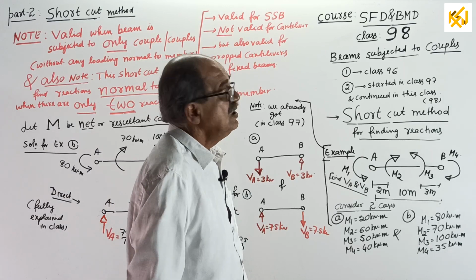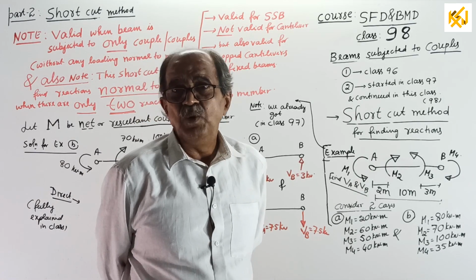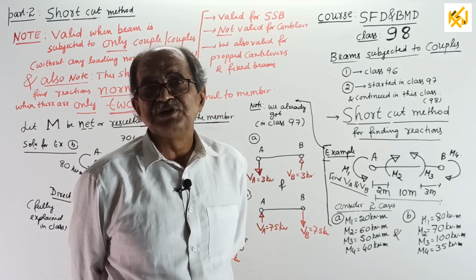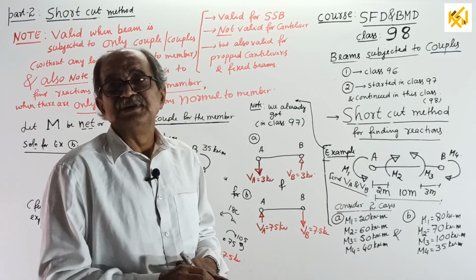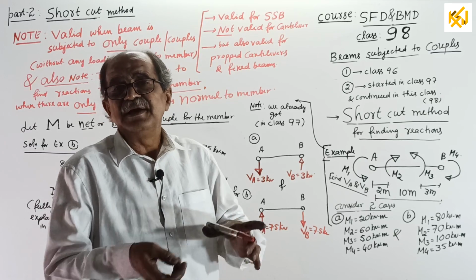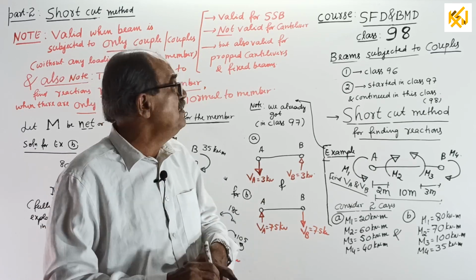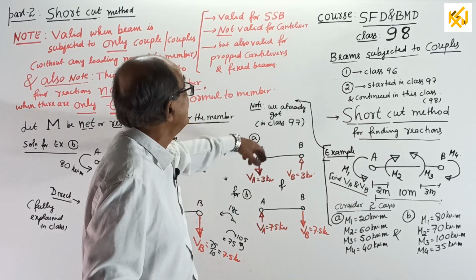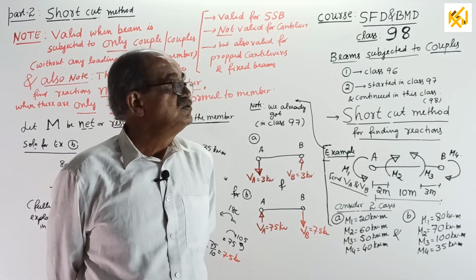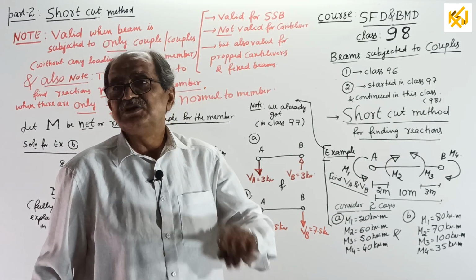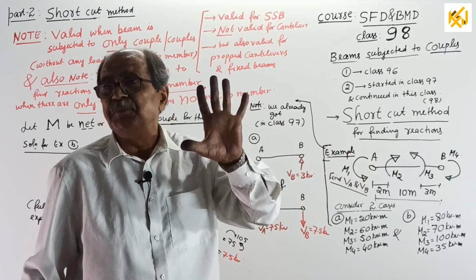Okay, now we will go to class number 99. Very important class. It is the conclusion part for support reactions when couples are there, and also when couples are there with the loading. I will make everything clear on that day, so that class number 100, as I told you, is a special class. From class 101, I will start SFD and BMD for beams with couples.